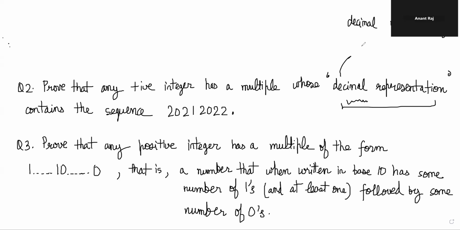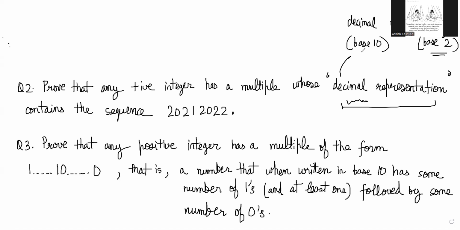Sir, base 10 decimal or base 2 binary. Yeah. Decimal representation means how you normally write numbers in base 10. Doesn't mean that you have to put a decimal point.